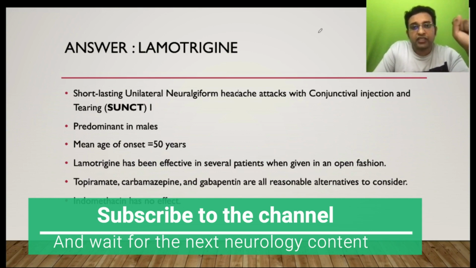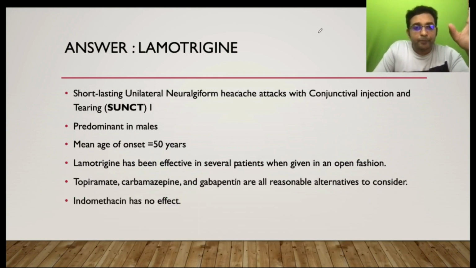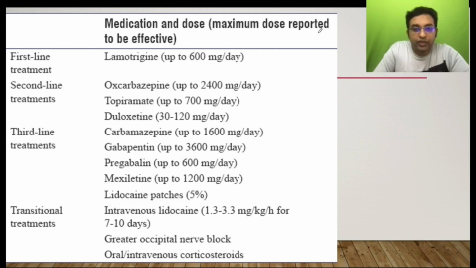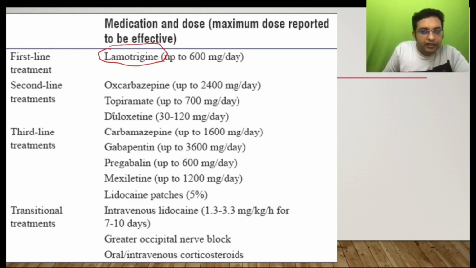Lamotrigine is the answer for this question. SUNCT is more predominant in males, with a mean onset of 50 years. Other useful drugs are topiramate, carbamazepine and gabapentin. Indomethacin has no effect at all. Most of the headaches of this lateralized type are indomethacin responsive, but this is one with no response to indomethacin. So you should know lamotrigine tops the list. The first line effective treatment is lamotrigine, and only then come the other groups of drugs.